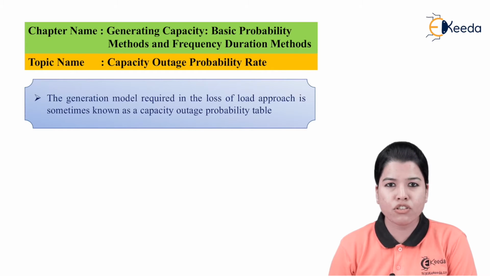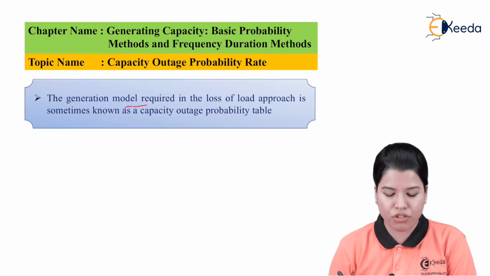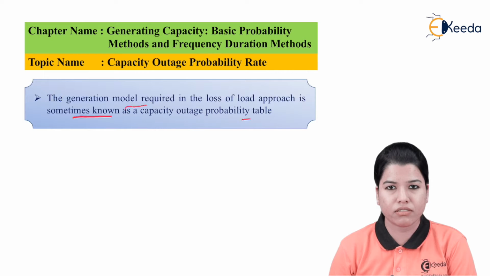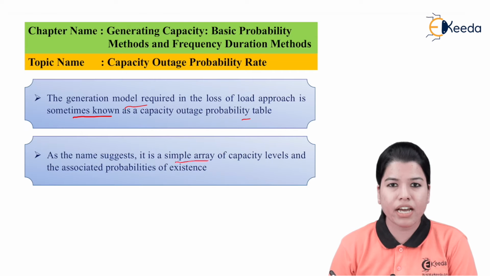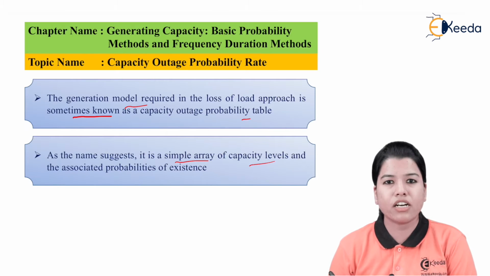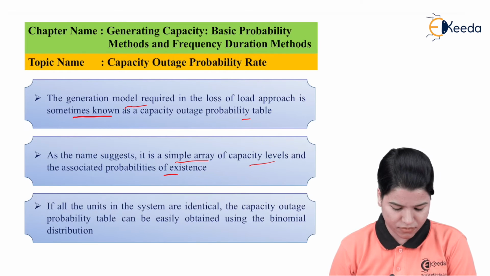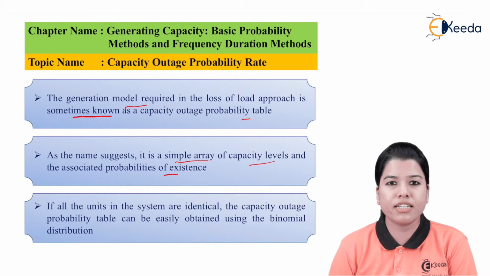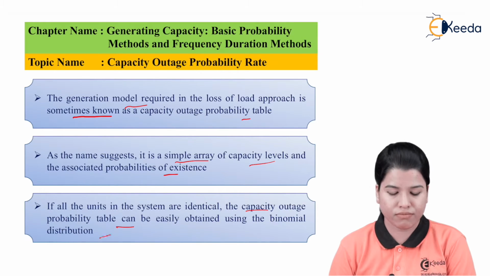If we consider the loss of load approach, then the generator model which is required for the loss of load approach is sometimes also known as the capacity outage probability table. As the name suggests, it is simply an array of capacity levels and the associated probabilities of their existence. If all the units in the system are considered to be identical, then the capacity outage probability table can easily be obtained by using the binomial distribution.